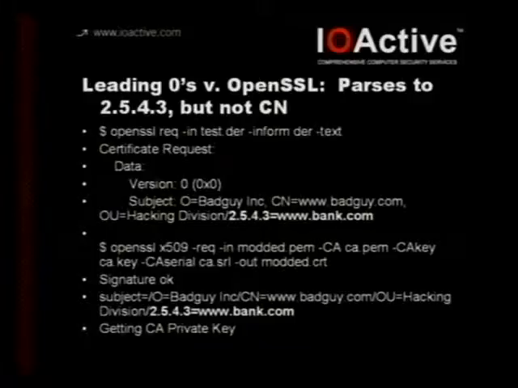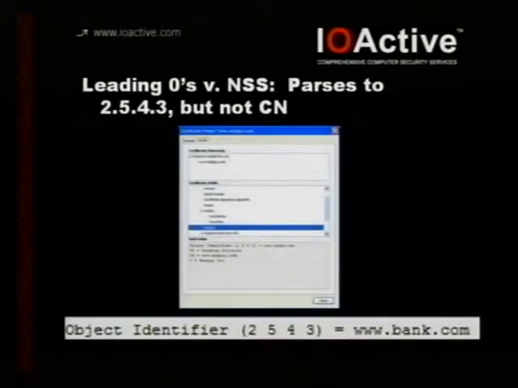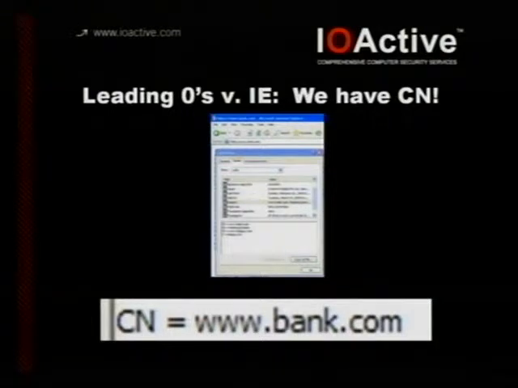The actual OID resolver says, well, I see 2543, but that's not a common name. And indeed, it is the same with Netscape, which also sees 2543 but does not see it as a common name. Internet Explorer, common name. You can actually have a certificate with 25403, and it will resolve it back to common name.